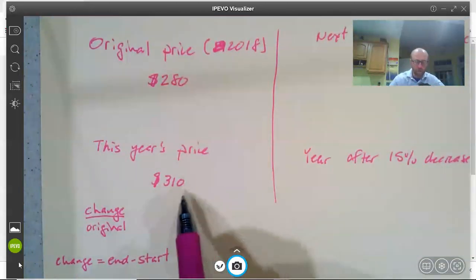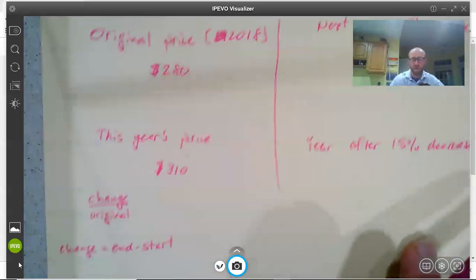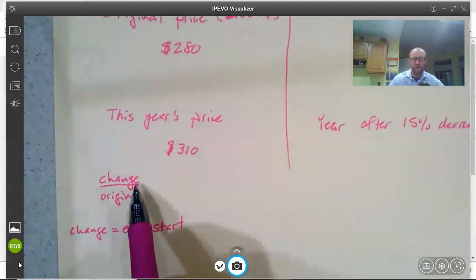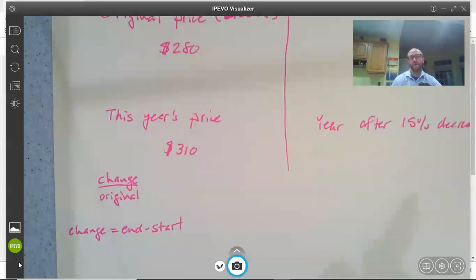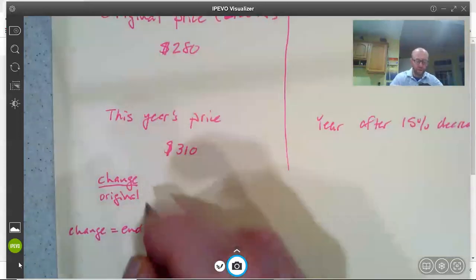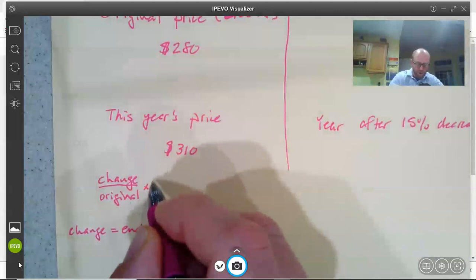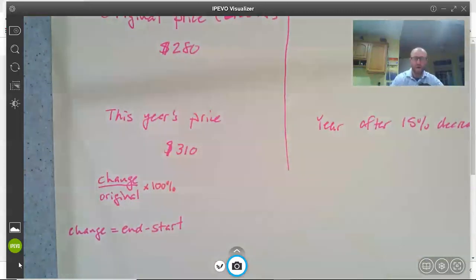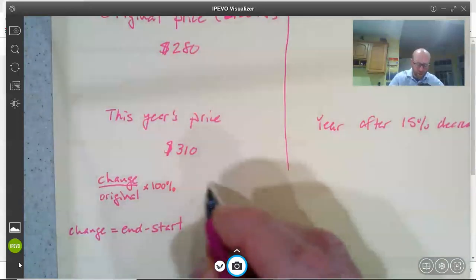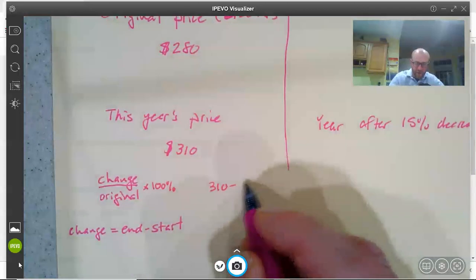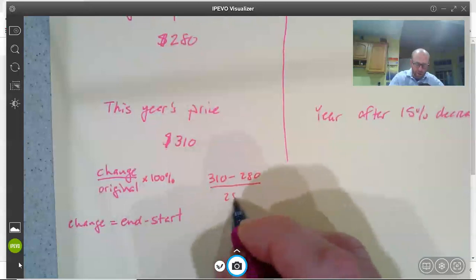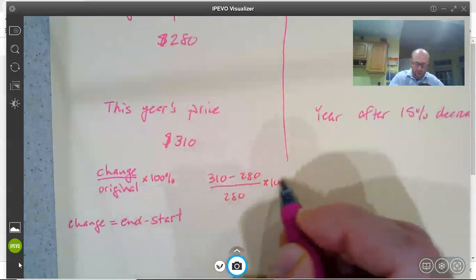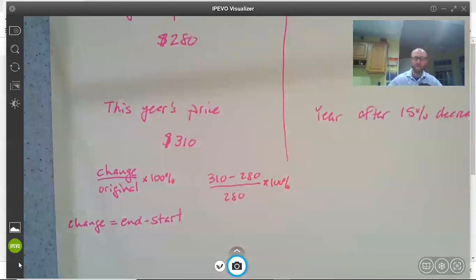First, we want to calculate what's the percent increase from last year to this year. And percent increase is always change divided by original. So how much did it change, up or down, divided by the price of the original amount. Of course, then we have to go times 100%. And change is always end minus start. So in this case, it's the ending price, 310, minus the starting price, 280, divided by the original price, which is 280, and multiply that times 100%.